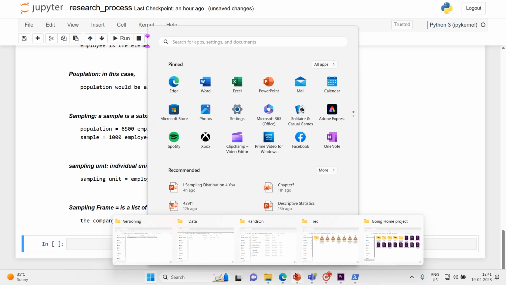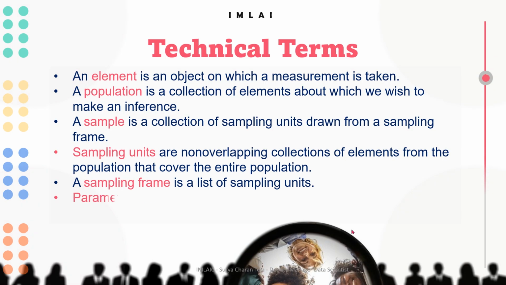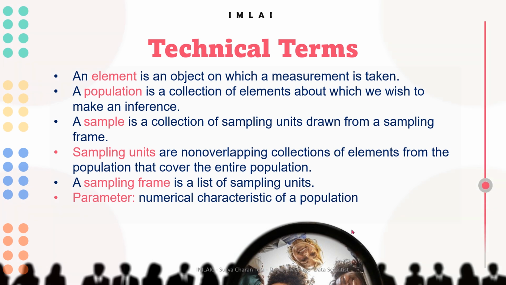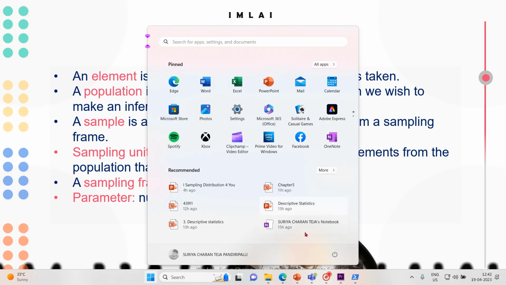Next, what's next? Let me check. We have parameter. These are very important for a data scientist. Till now it's fine, but these are pretty important for a data scientist. So a parameter is a numerical value that describes the characteristic of the population, or in a simplistic way, a numerical characteristic of a population.